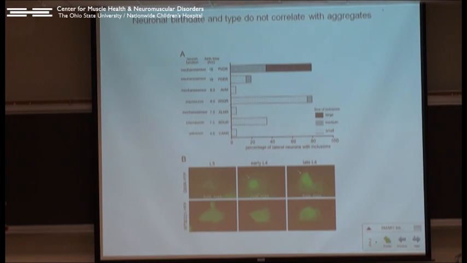They saw that this pansensory neuron had a lot more aggregates that were larger, and the percentage of neurons that had these inclusions was greater. But they did not see a correlation between the neuron type or the birth date of the neuron. So there was really no correlation in those two aspects.